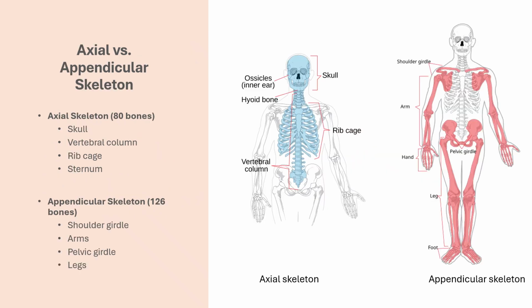The skeleton is divided into two major sections. The axial skeleton forms the body's central axis and protects many vital organs. It includes the skull, vertebral column, ribs, and sternum. The appendicular skeleton consists of the limbs and the girdles that attach them to the body. Together, these two divisions provide both stability and mobility. Understanding this division makes learning the skeleton much easier.